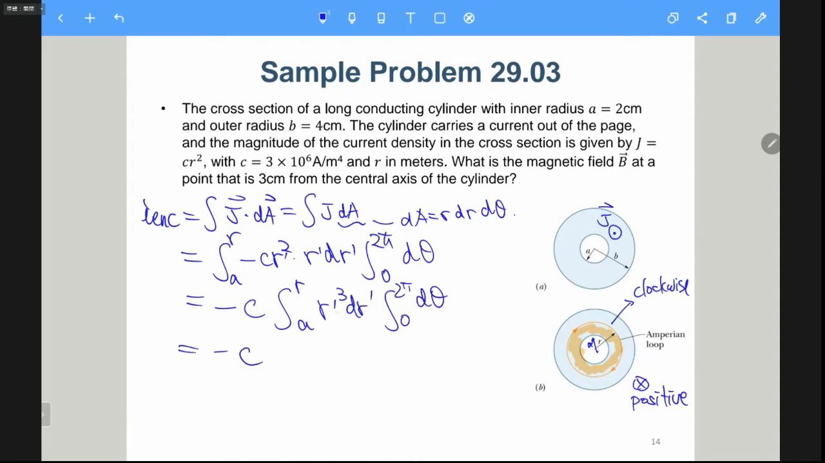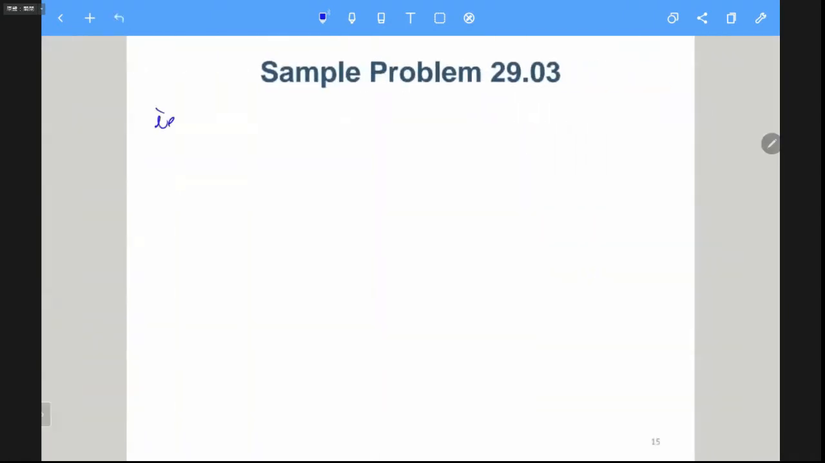So this one is negative c. This is r to the 4th power over 4, so we have r to the 4th power over 4 minus a to the 4th power over 4. And then this one is nothing but 2 pi. So the answer will be minus pi over 2, because the 2 and this 4 will be cancelled, so we have 2 here. And we have c times r to the 4th power minus a to the 4th power. So I enclosed is nothing but negative pi over 2 c, times r to the 4th power minus a to the 4th power. Then we can continue with Ampere's law.